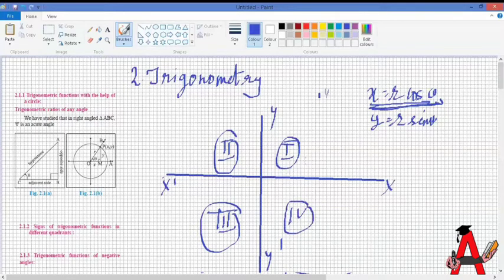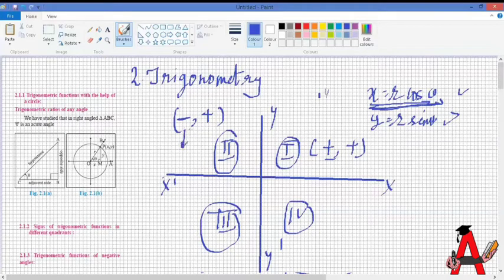We know that both x and y are positive in the first quadrant. So if both x and y are positive in the first quadrant, then cos theta as well as sin theta will both be positive. Remember this. Therefore, the values of cos theta and sin theta will also be positive because x and y are positive. In the second quadrant, which is on the left hand side, your x is negative and your y is positive.